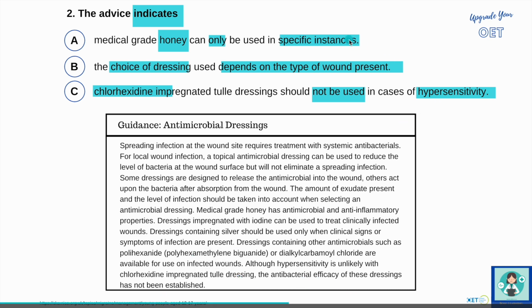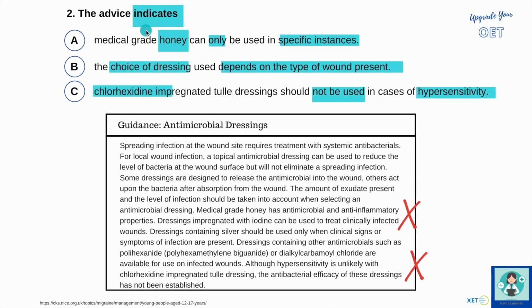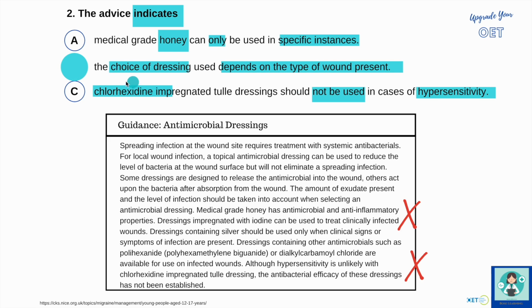It's not this one. So I think overall what they're trying to say is that the choice depends on the type of wound present. So take into account local wound infection, topical dressing can be used. So they're giving me various options and I just need to decide the type of wound and then choose the dressing accordingly. So I've eliminated A, I've eliminated C, therefore the answer is B.